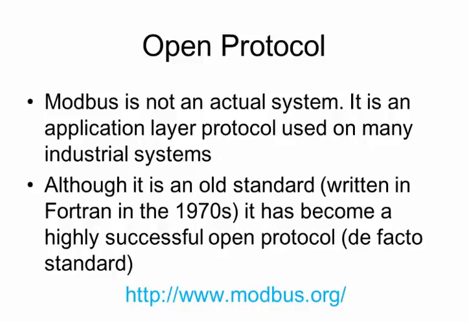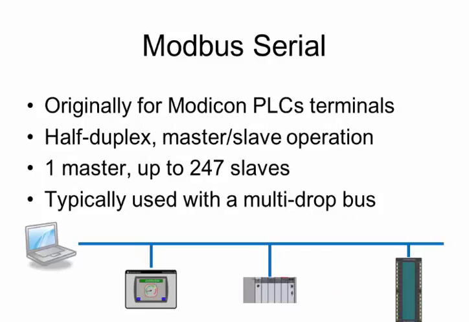You'll know that it's kicked around since the 1970s, originally written in Fortran. So it goes way, way back. It's basically a de facto open protocol. It's not an actual system per se. It's just the same as FTP, HTTP, all the other things. It's an application layer protocol. It sits on top of the physical network and all the other stuff.